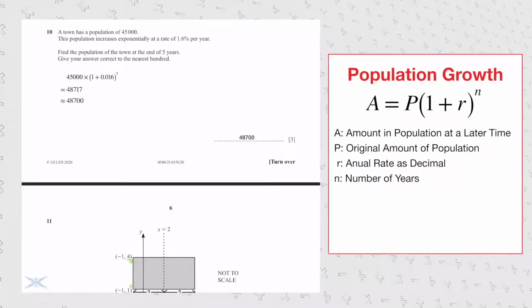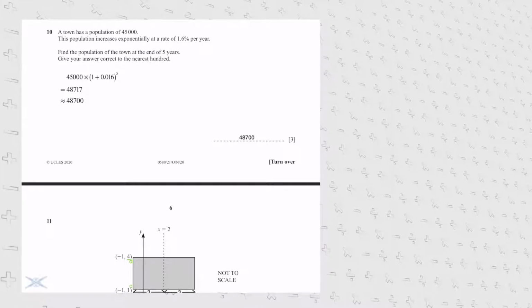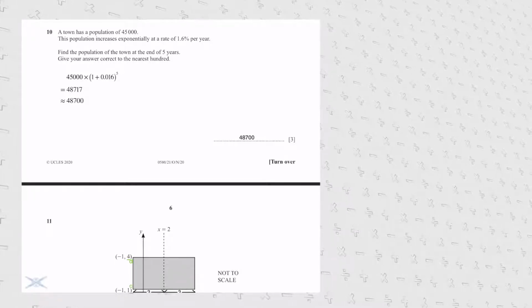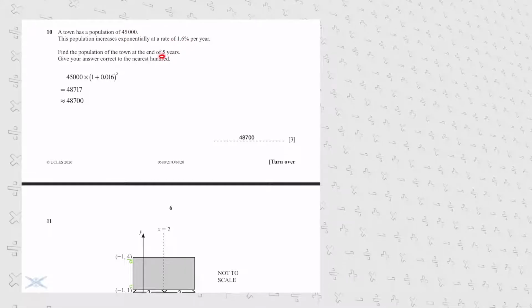The formula to calculate exponential growth will be provided on the right-hand side of the screen. So in order to use the formula, we need 3 pieces of information. Number 1, the starting population. Number 2, the rate of growth. And finally, the time span.